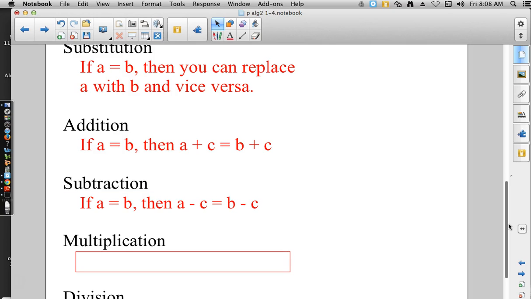Same thing with subtraction. You can't get away with just doing anything with one side. It has to be both sides. So if A equals B, then A minus C equals B minus C.